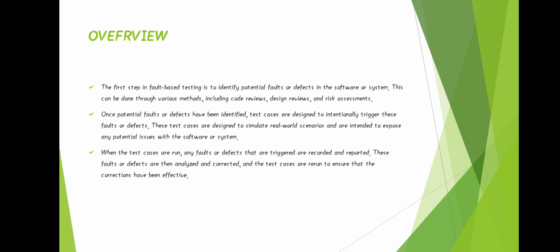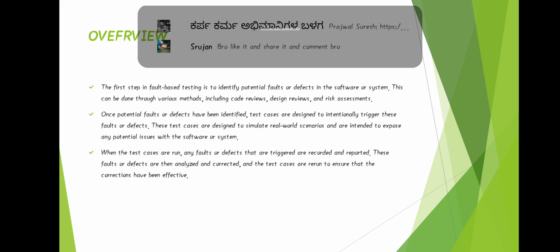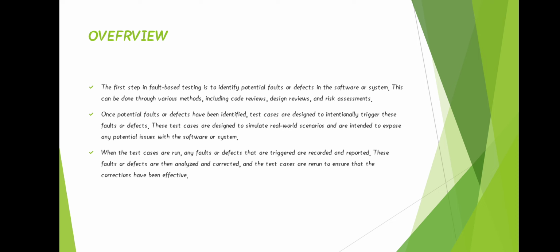Overview. The first step in fault-based testing is to identify potential faults or defects in the software or system. So in this testing, we need to identify the faults first. This can be done through various methods: code reviews, design reviews, and risk assessments. Once potential faults or defects have been identified, test cases are designed to intentionally trigger these faults or defects.